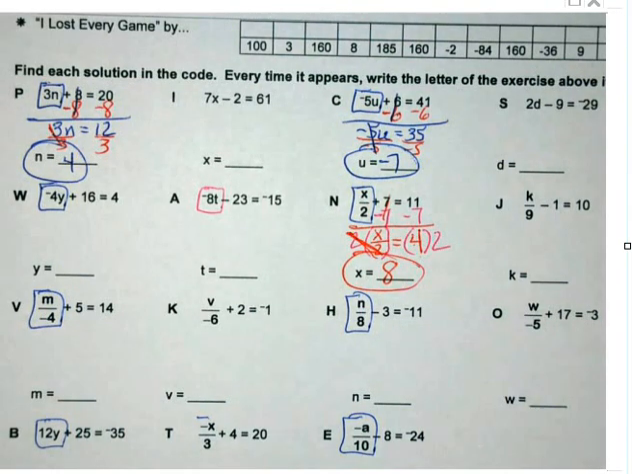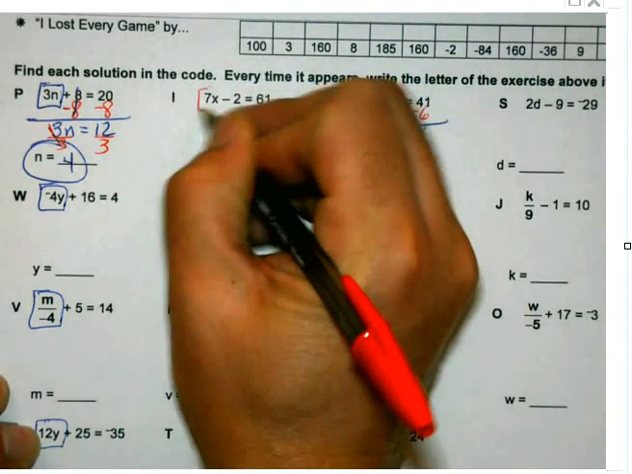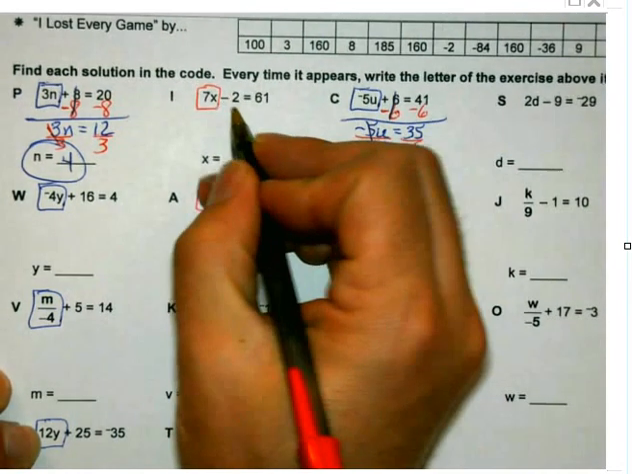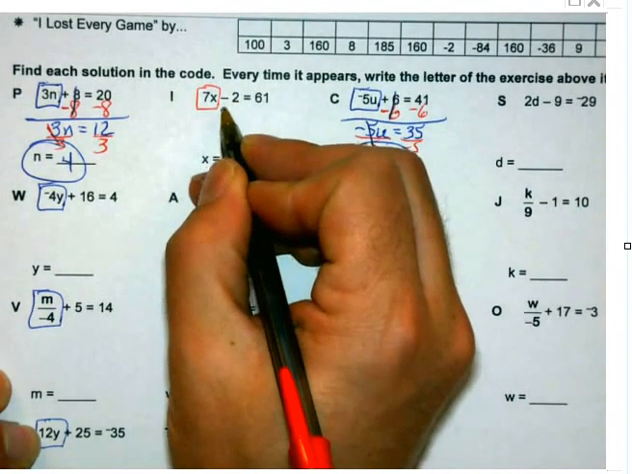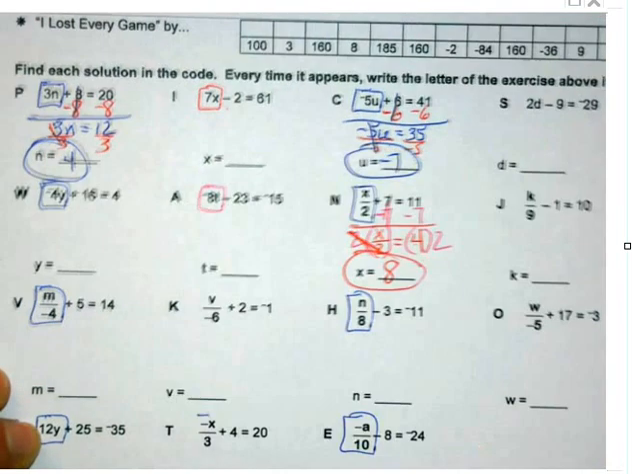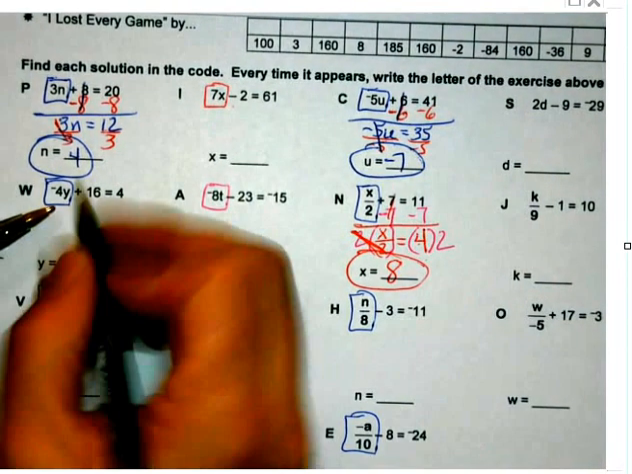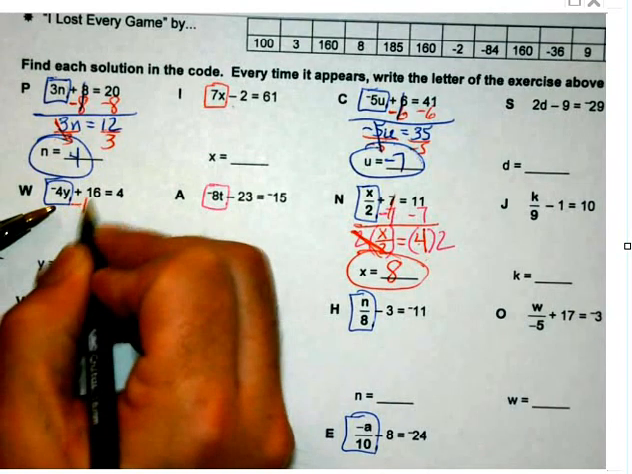Okay, but remember, the critical thing with these is I'm always doing an opposite. That's the only way I can get rid of it. So what's the opposite of minusing 2? That's going to be it, okay? Now W, okay, opposite of adding we figured out is subtracting.